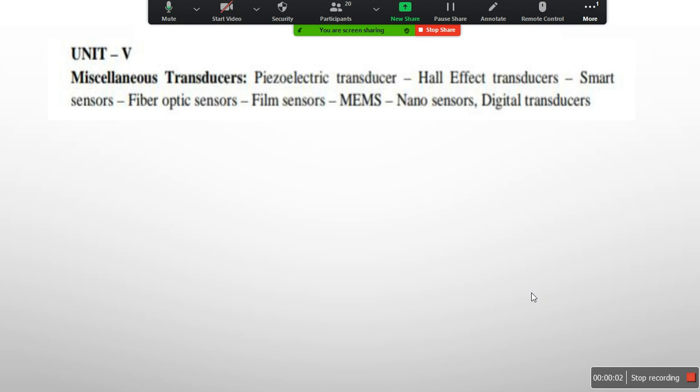Recall it before the examinations. Now coming to this, these are the topics which are present in the fifth unit.